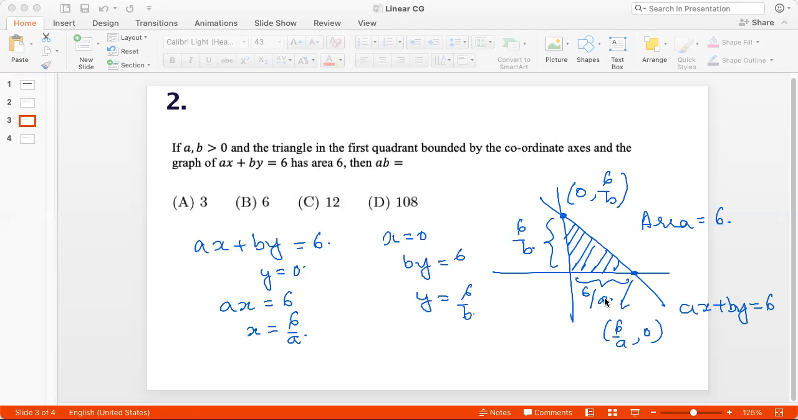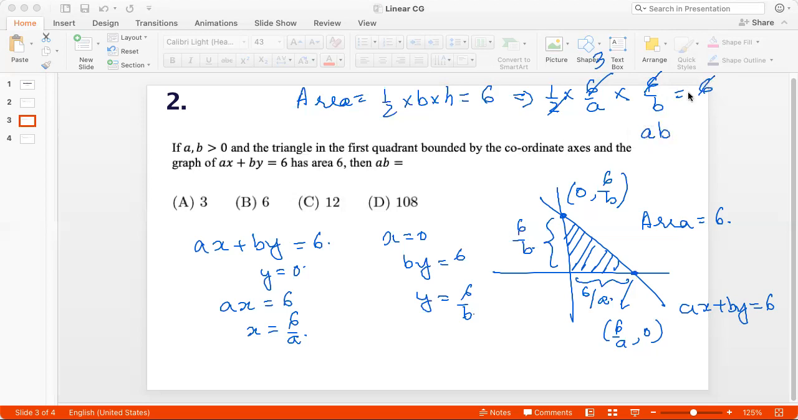Now, the area of this triangle can be written as half base multiplied by height, and that is given as 6. The base is 6 by a, so half into 6 by a, and the height is 6 by b, and that is given as 6. So 2 cancels with 3, and 6 and 6 cancel. So a into b, if I take this to the right hand side, is 3. My answer for ab is 3, option A.